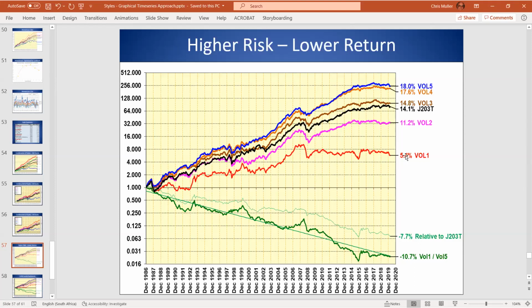And if I divide the red line by the blue line to see if this gap keeps on opening, look at this green line. This shows me that my high volatility shares are losing 10.7% on average per year against the low volatility shares. It's exactly the opposite. The higher the risk, the lower the return. And this is since 1986, it's 34 years on the JSE.